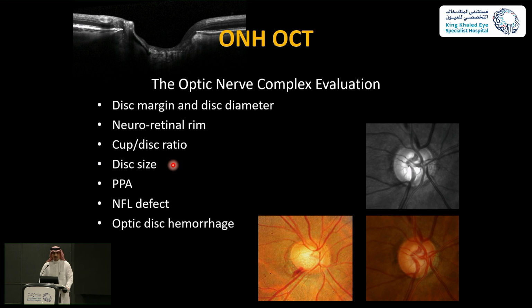The optic nerve head complex evaluation, as we mentioned, depends on assessing the disc margin and the disc diameter, and taking it there to the neuroretinal rim assessment, the cup to disc ratio, the disc diameter, and the peripapillary atrophy existence and area, nerve fiber layer defect, and the presence of optic disc hemorrhages.